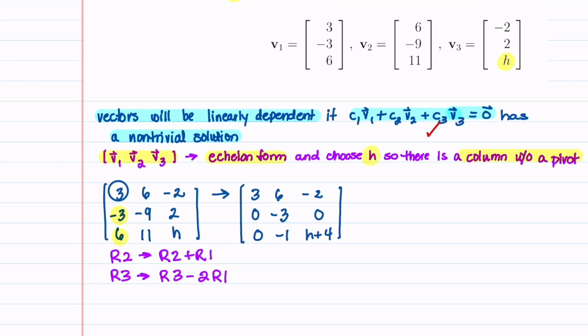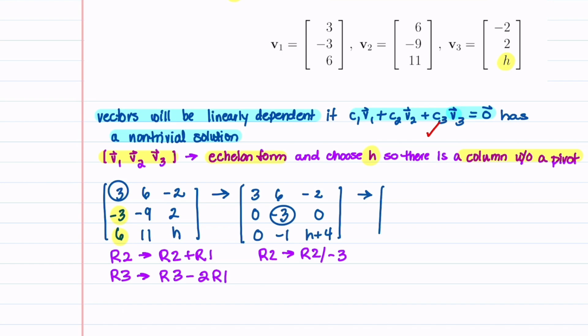Now let's circle our next pivot. It's going to be a lot easier to work if this pivot is equal to 1. So what we're going to do is a scaling, and we're going to take row 2 and replace it with row 2 divided by -3.